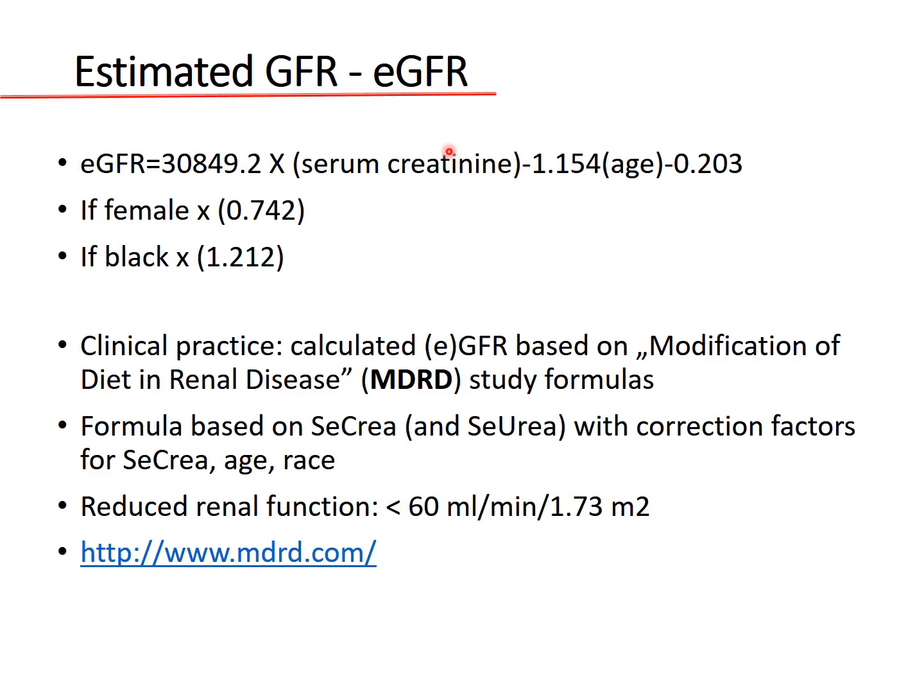Now, estimated GFR is an equation, and as you know, based on the muscle mass, in females you multiply by 0.742, a lower value, and in blacks, because they have more muscle mass, usually you multiply by a higher value. You can calculate the eGFR very easily. You can find this site where you enter the data, the serum creatinine value, and the sex and race and the height and the weight of the patient, and you can calculate directly.